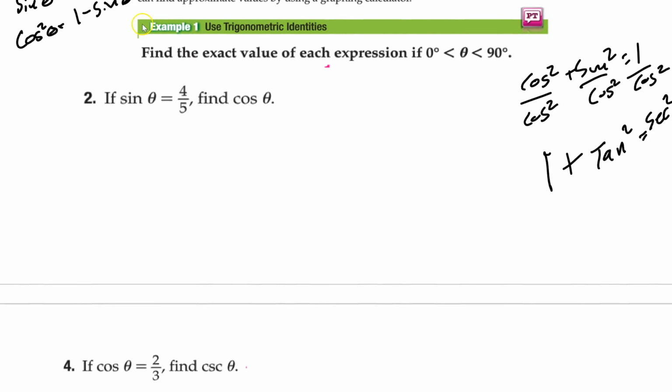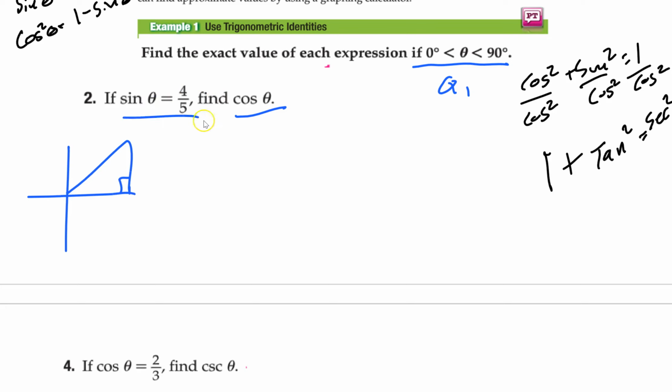So first step, actually, more of a review problem. We've done this before. So we want to find cosine theta given sine theta equals 4/5, and we're in quadrant 1. That's what that means, quadrant 1. So what I taught you how to do is draw a triangle in quadrant 1. Sine is 4/5, so opposite's 4, hypotenuse is 5, right?